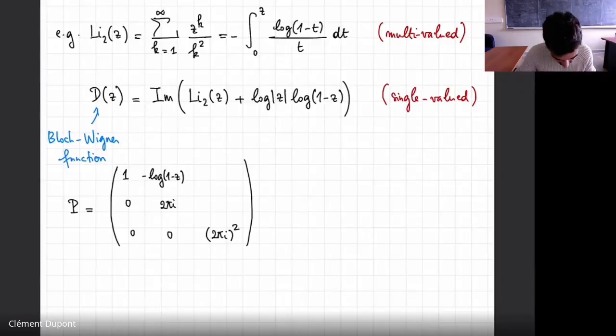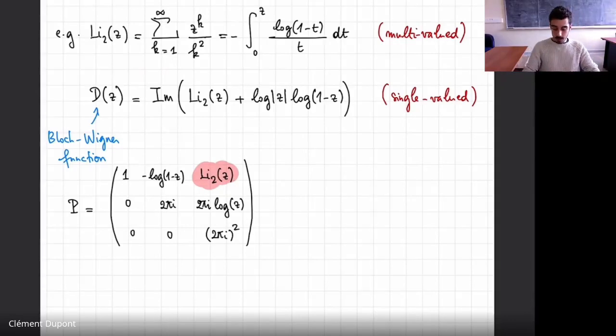Thanks. Okay. So the period matrix right here, you have 2 pi i log z. And the important coefficient is this Li2 guy. It's in the corner of the period matrix. Cool. So you can apply the single-valued formalism to this matrix.